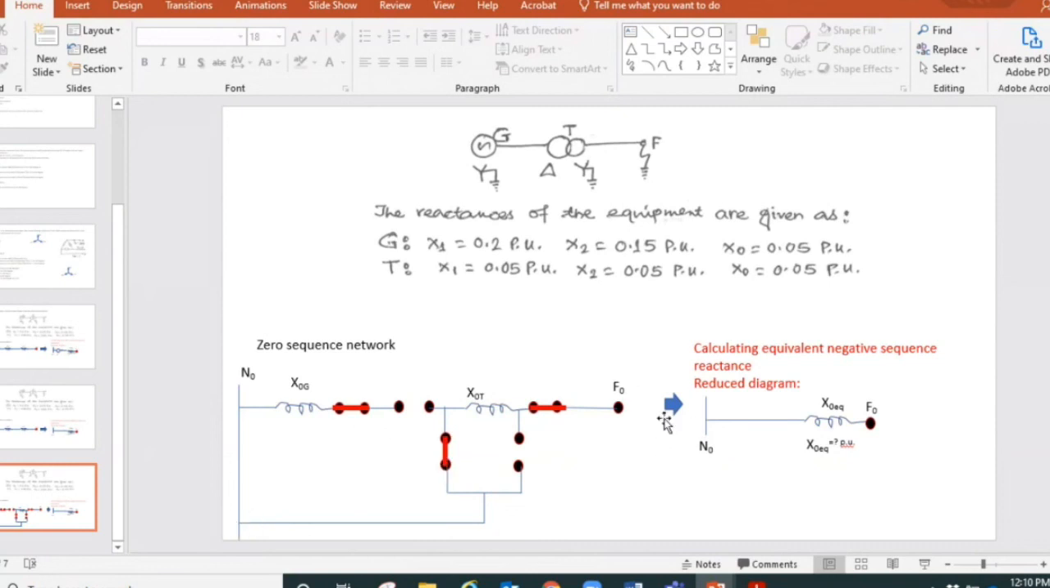Yes, you can go. Then check the other part. Can you continue this way? No, you cannot, because there is an opening. So what you can see now is that this is the only way you can reach from F0 to N0. This is the only way you can reach the neutral bus from the fault point, which is giving you only X0T, and hence X0T is actually the equivalent zero sequence reactance. X0T is 0.05. So the answer is 0.05.